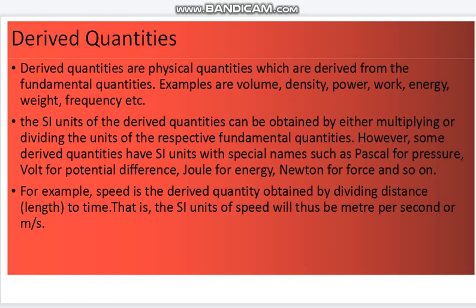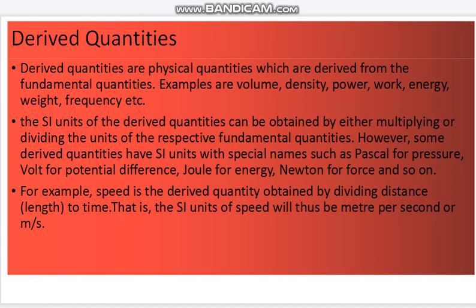For example, speed is a derived quantity obtained by dividing distance by time. So the SI unit we obtain is meter per second. That's how we obtain the units of the derived quantities. I hope it's clear. So that's all about the derived quantities.